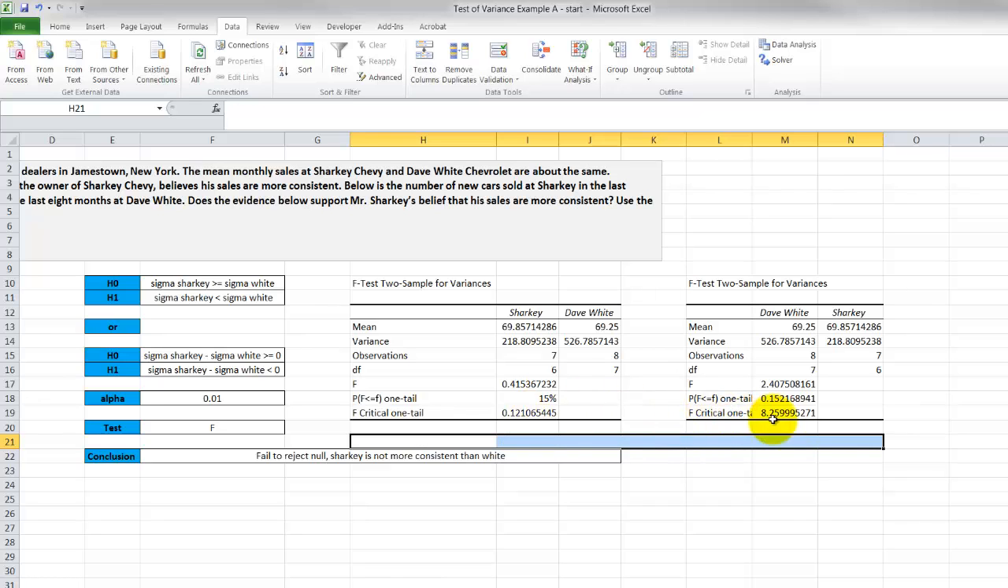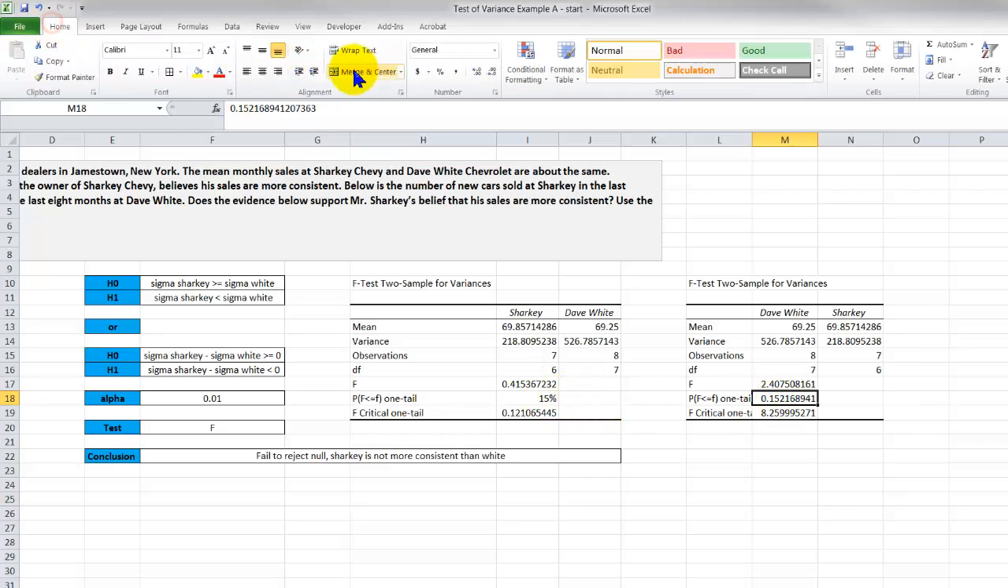Now, ignoring all that, we can make the same decision, because look at our p-values. Our p-values are identical. They are the same. So what I'm recommending is always look at your p-value. If your p-value is greater than alpha, we fail to reject our null. If the p-value is lower than alpha, then we can reject the null.